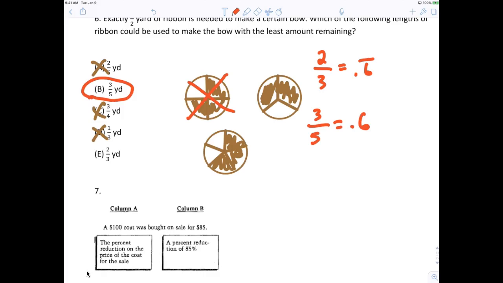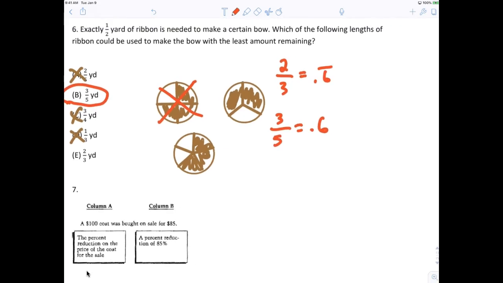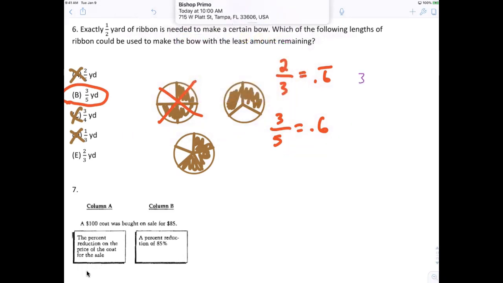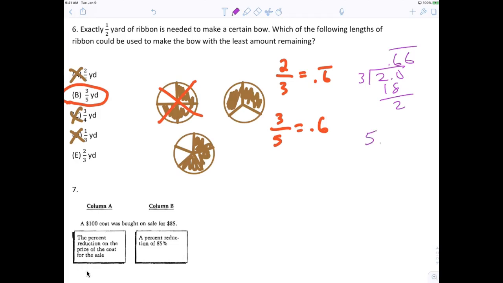Now, some of you are going, how did you know that? If you didn't know that, basically this is just a division problem, remember? Let's review that real quick. This is just like 3 goes into 2, right? So that'd be 0.6 and then 18, 2, so it'd be 6 repeated, right? Whereas with the other one, 5 goes into 3.0.6. Go ahead with me on this now. Come on, try to concentrate.